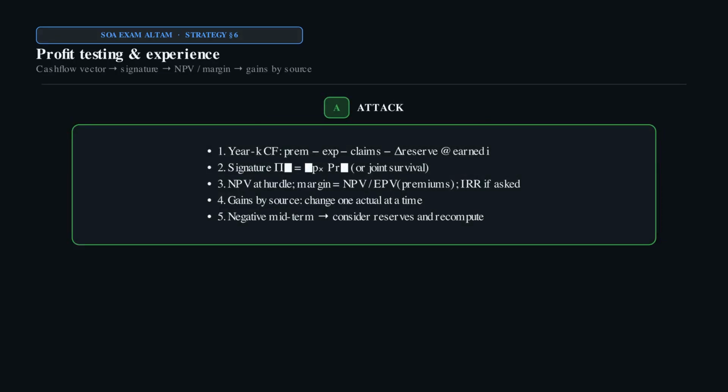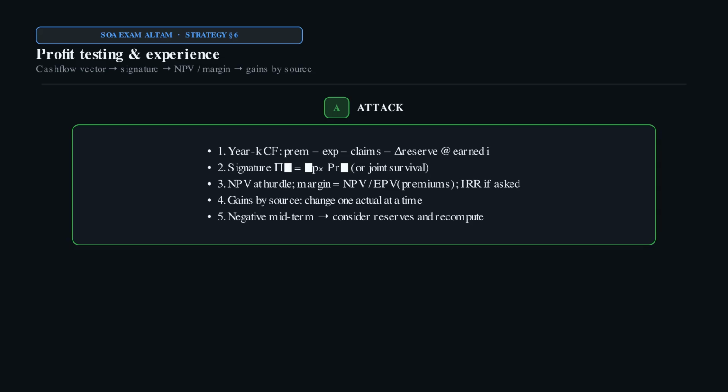Attack checklist. Build year K cash flow: premium minus expenses minus claims minus change in reserve, accumulate at earned I, form the signature as survival times emergent profit. NPV at the hurdle, margin equals NPV over EPV of premiums, IRR if asked.